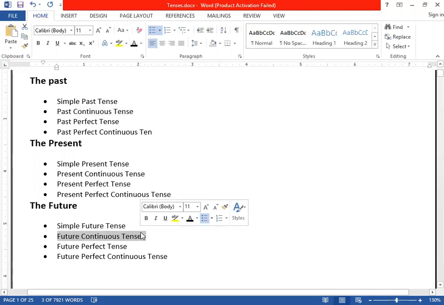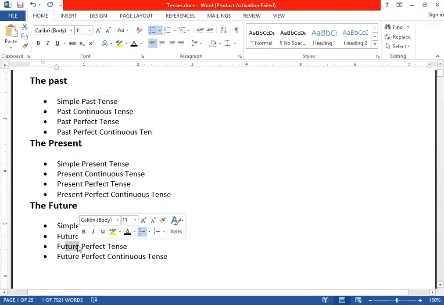The first family we have is the simple family, clear? The second is the continuous family. The third is the perfect family, the perfective one, so we can have past perfect, present perfect, and future perfect. And the last family is the perfect continuous one: present perfect continuous, past perfect continuous, and future perfect continuous. So the total number of tenses we have in English is 12. Clear? So it's quite easy.